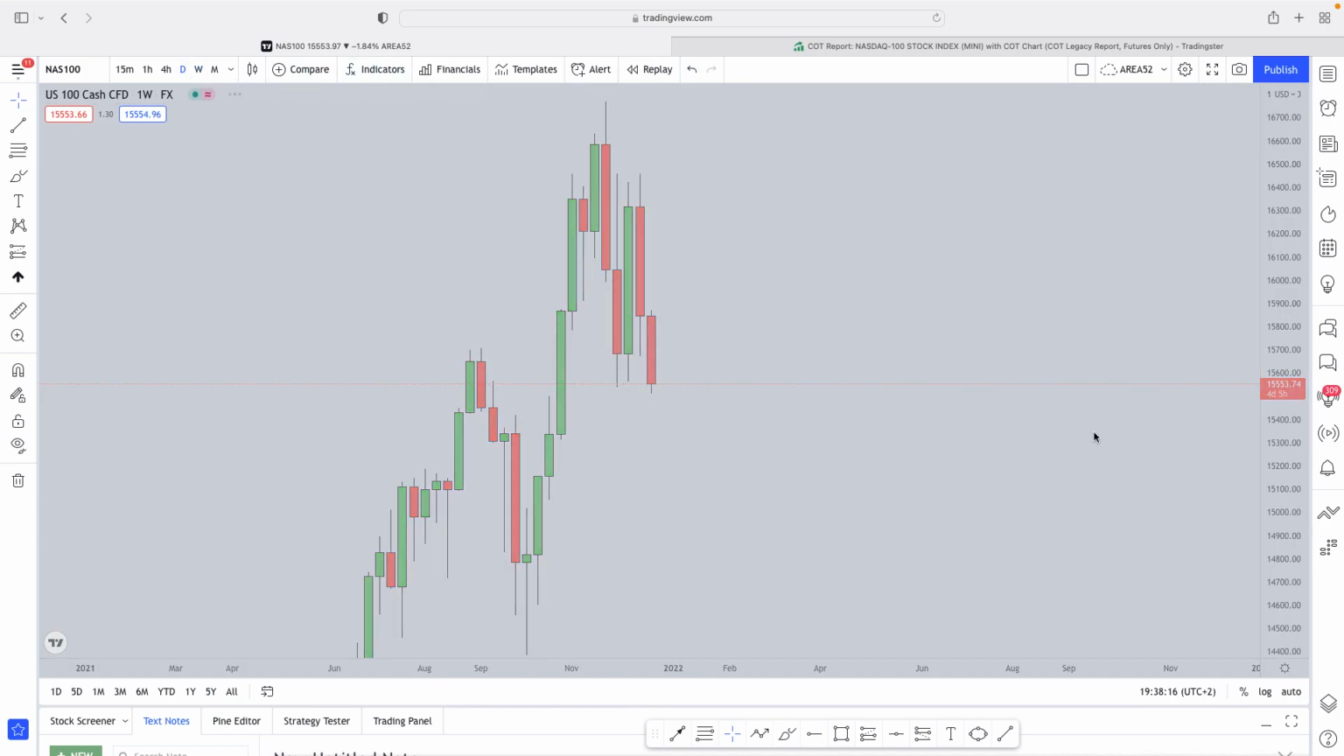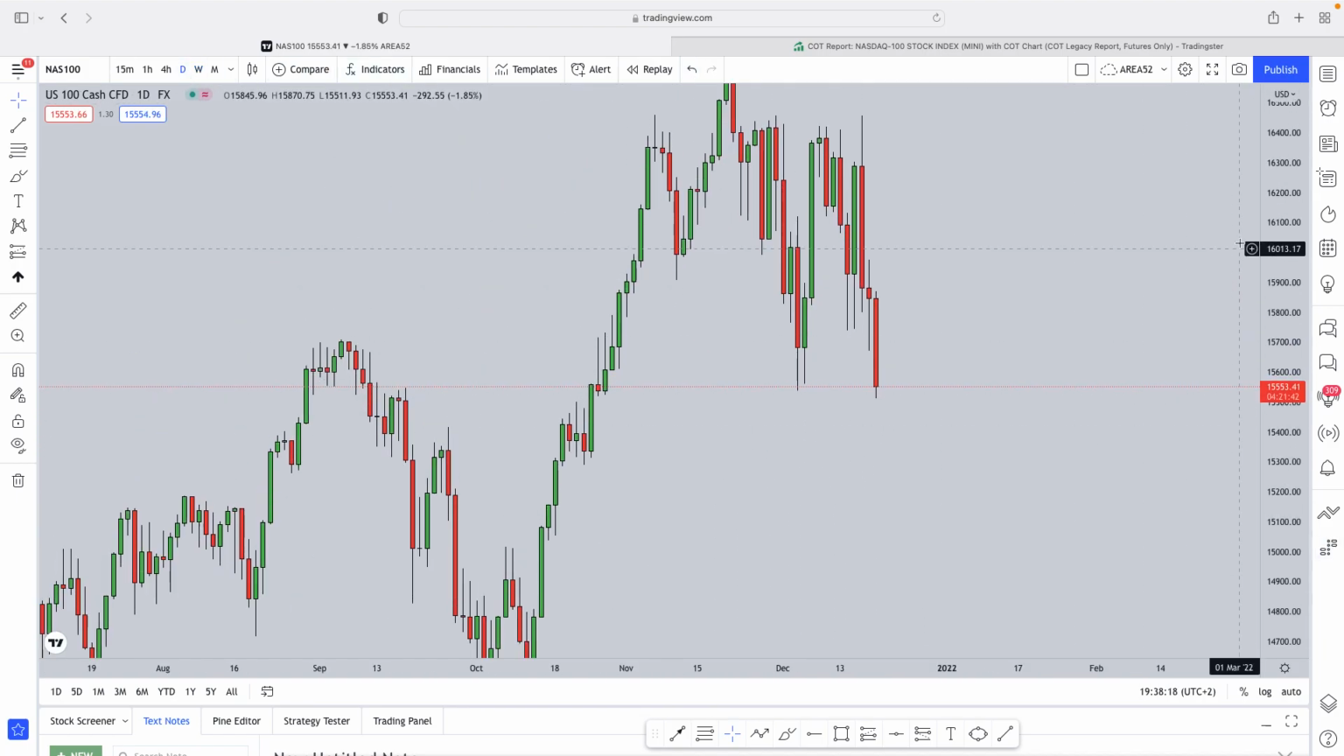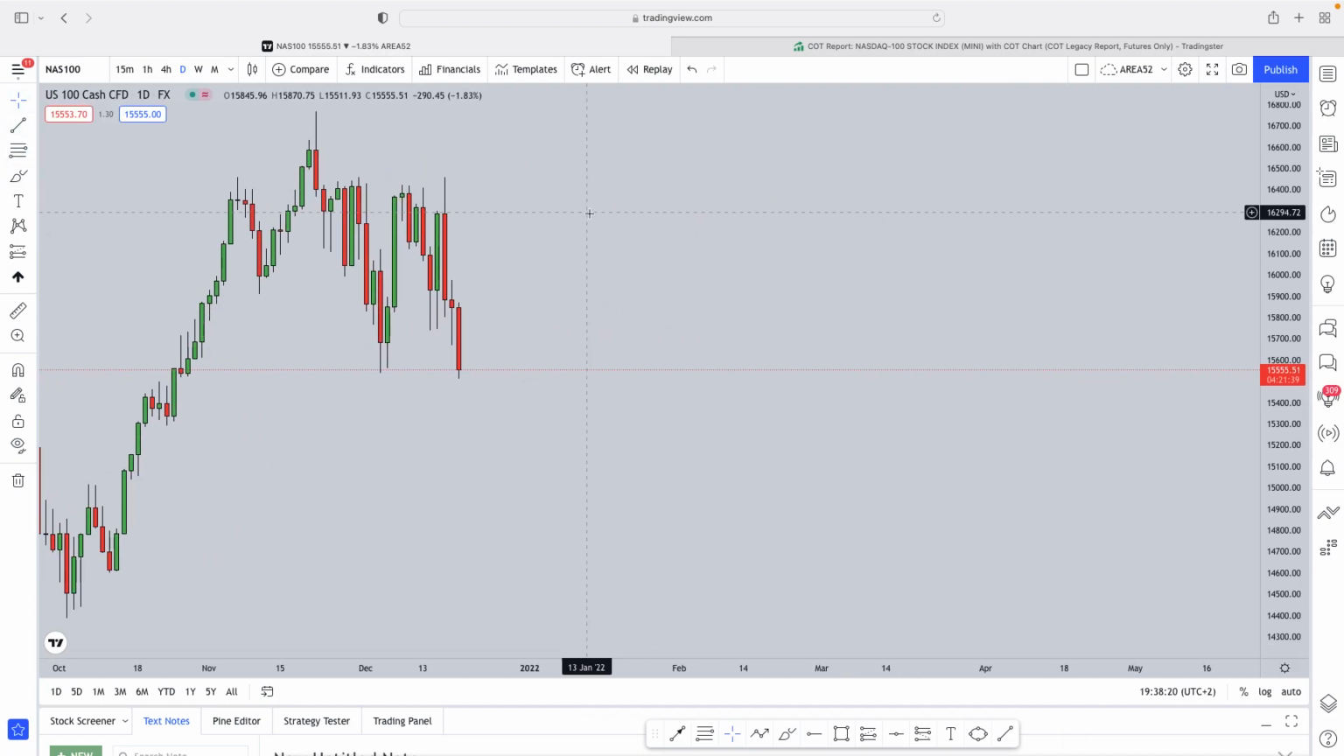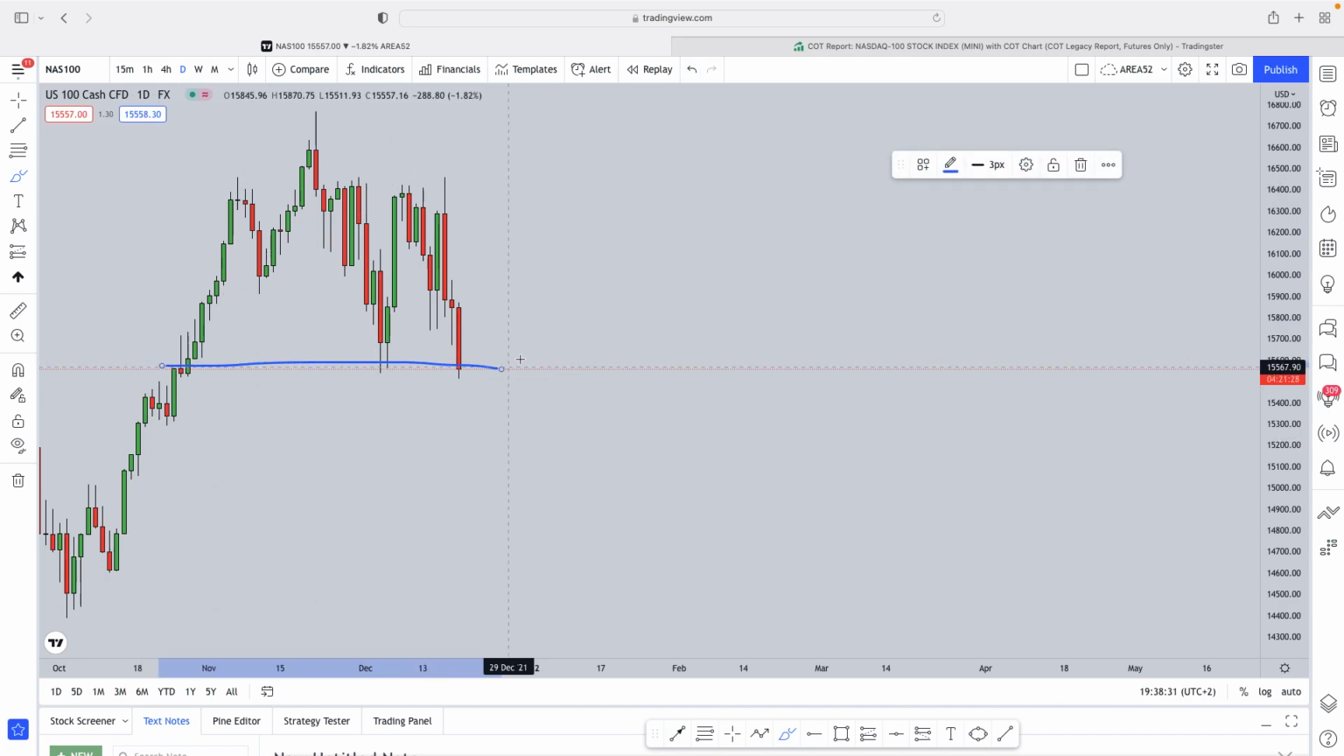So dropping down on the daily time frame, what can we see here? Now we can see over here how the market has just completed this formation. After the formation you expect a pullback to the neckline before the market can continue lower. And we can also see here the market is testing a very strong level of support.